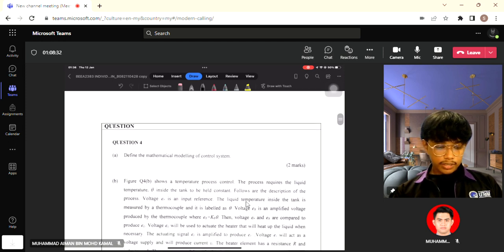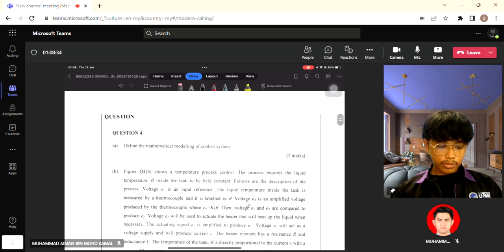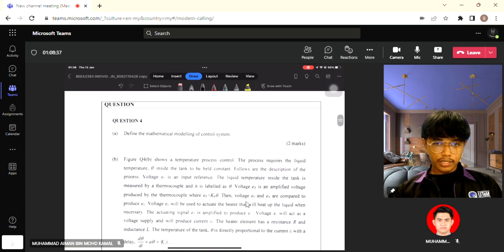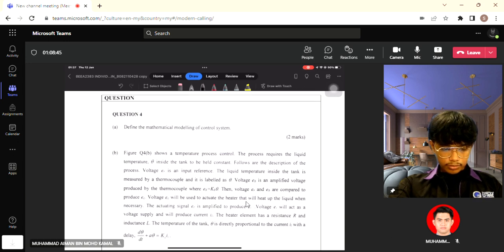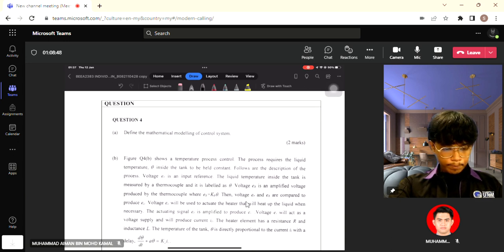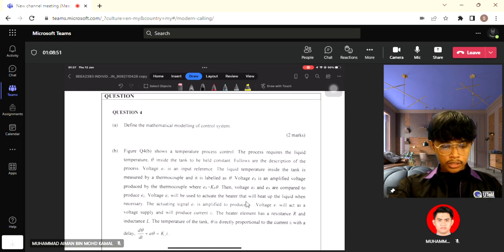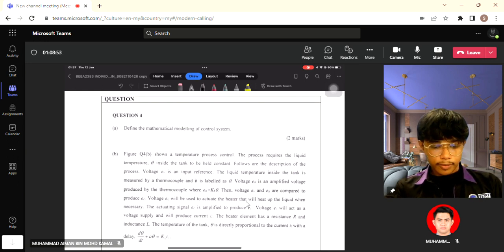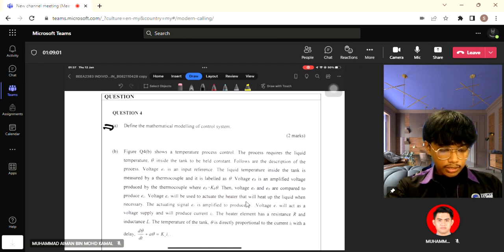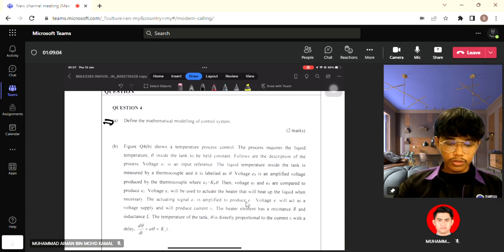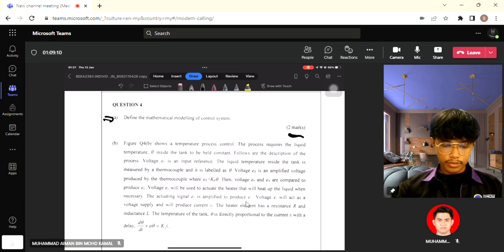Okay, so we're going to start. The question that I chose was question number 4, which basically covers mathematical modeling. The first question, as we can see here, asks: define the mathematical modeling of control system. The mark here was 2 marks.